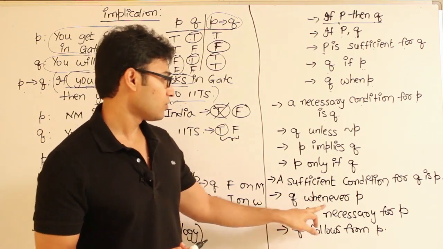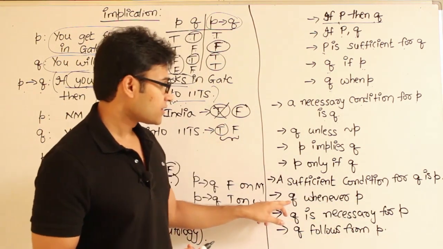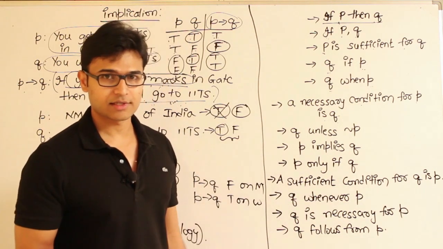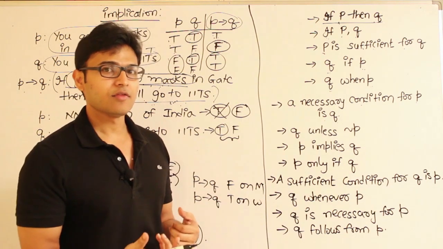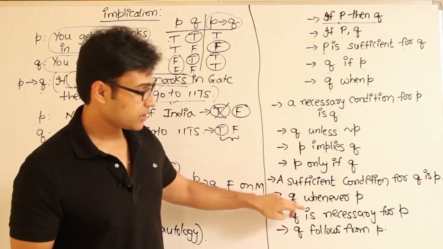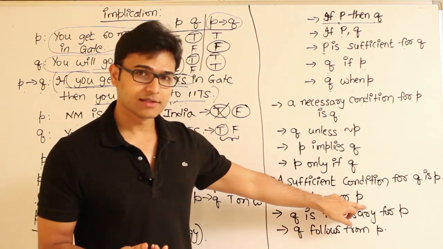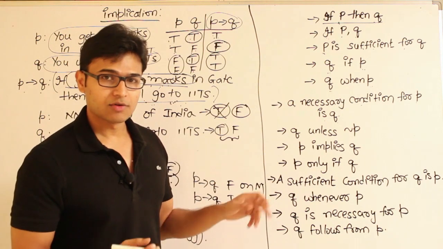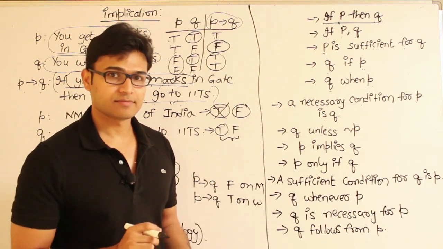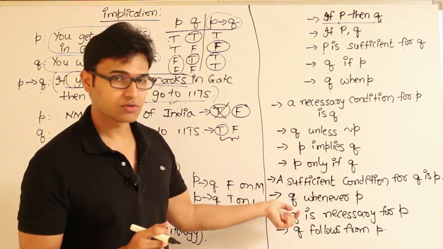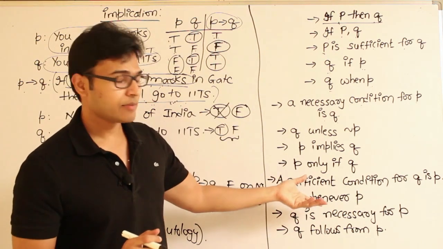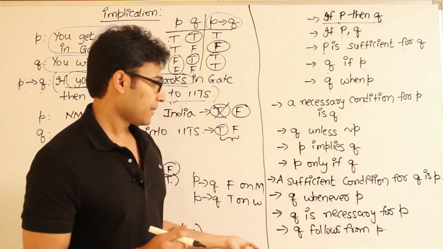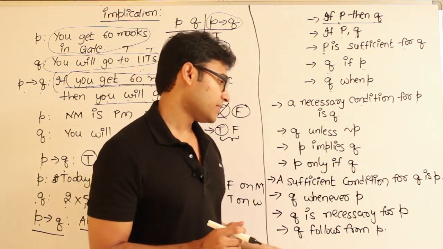And next one is Q whenever P. So what does it mean? You will get into IITs whenever you get 60 marks. That is how this statement can be written. Now whenever you get any such statement, you should be able to derive that Q is this and P is this. If you are not able to identify what is P and what is Q, you will not be able to answer the question. To identify P and Q, you should know all the ways they might express P implies Q. Got it?